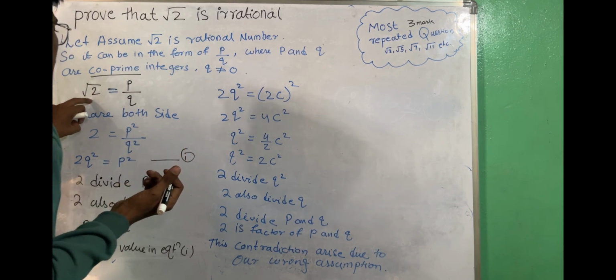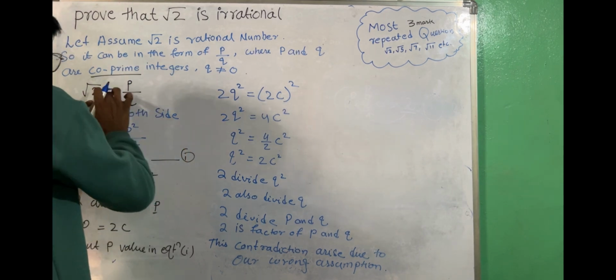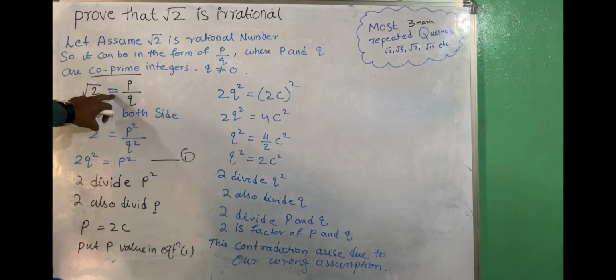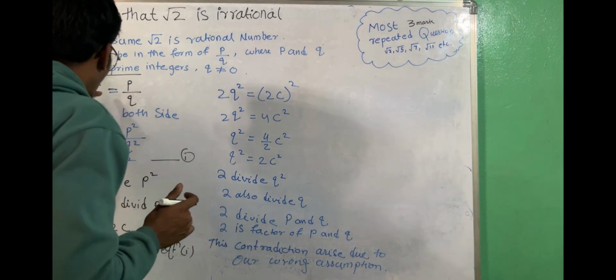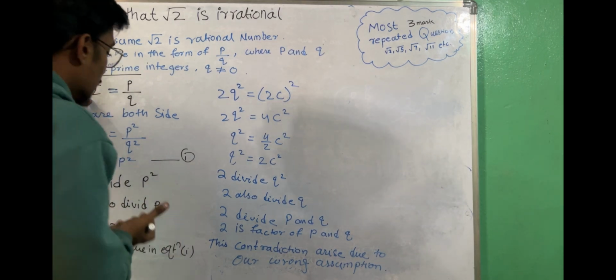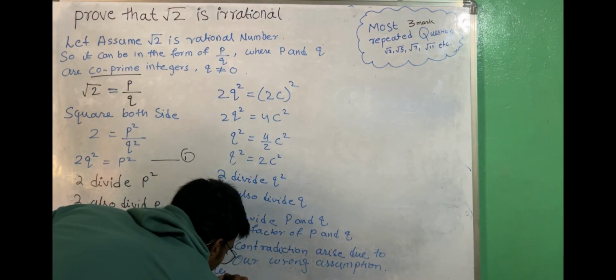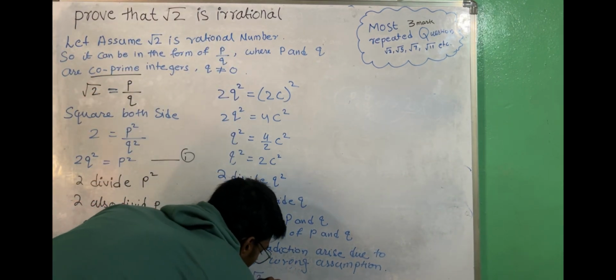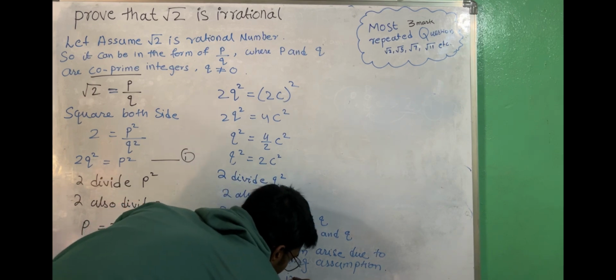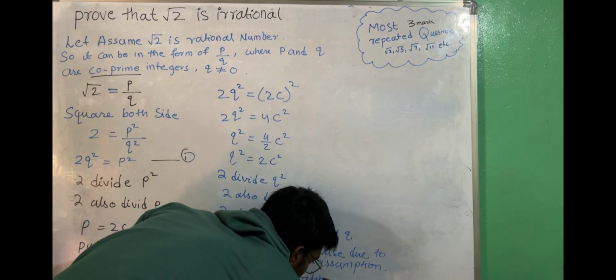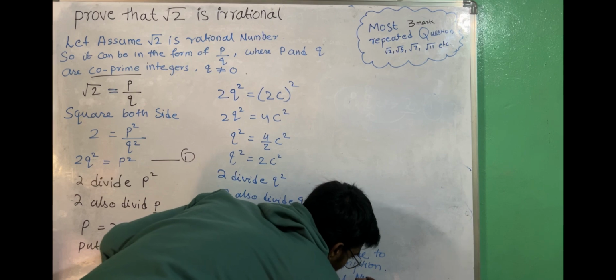We assumed it as a rational number. That is why both are getting equal. But it is actually not a rational number. This contradiction arises due to our wrong assumption. Hence, root 2 is an irrational number.